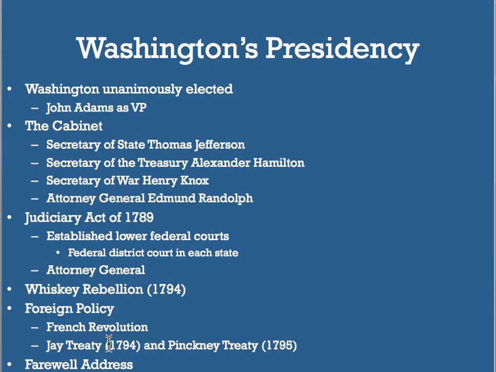So that doesn't solve that, but it shows the first example of the U.S. using diplomacy or negotiation with other countries to settle their problems. And the second is the Pinckney Treaty of 1795, which gives the U.S. access to the port of New Orleans and therefore the usage of the Mississippi River. And that's a treaty done with Spain. So both these are important for this precedent of solving our problems diplomatically. He also gives a very famous farewell address, which we'll talk about in a moment.